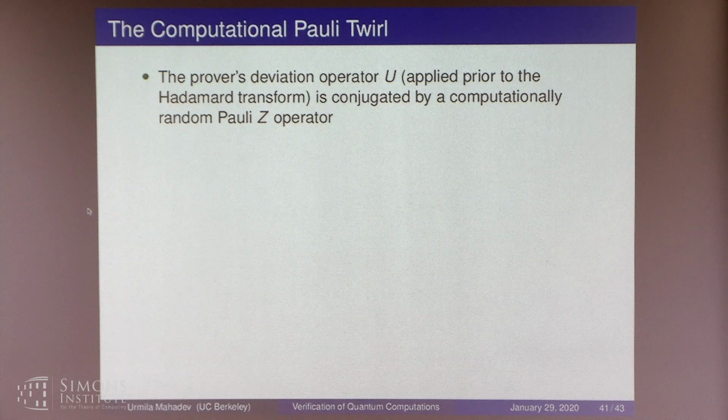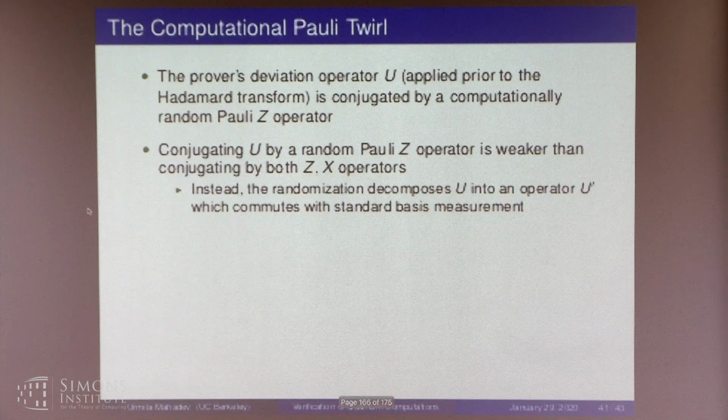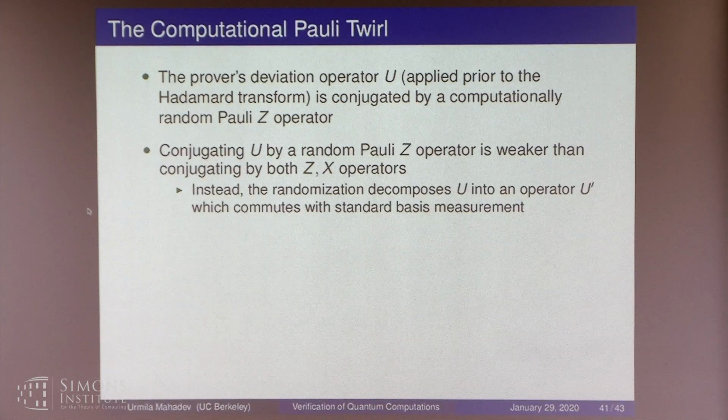Now, I've told you that the prover's deviation operator is conjugated by a computationally random Pauli Z operator. But before that, I just told you what happens if we conjugate a unitary by a uniformly random Pauli. This is weaker because now we're just dealing with Z operators rather than both Z and X operators. What happens here is that we can't cut down the unitary U to a distribution over Paulis, but instead we can cut it down to an operator U prime, which commutes with standard basis measurement.